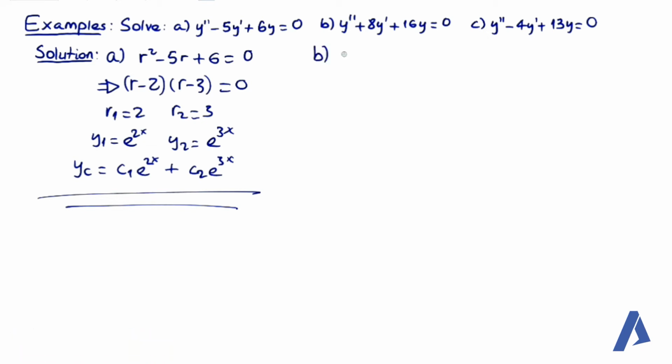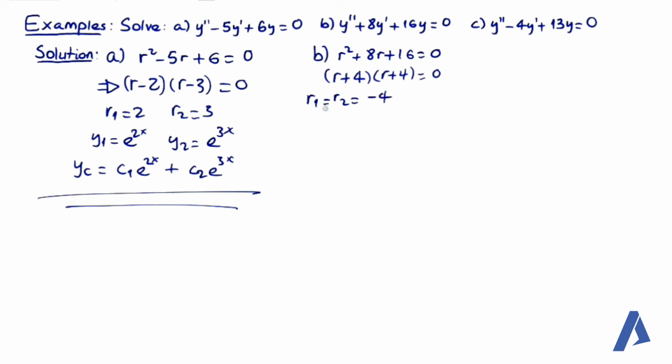ለቢም similarly we find the auxiliary equation which is r square plus 8r plus 16 is equal to 0. ስለዚህ እዚህ ጋር again factorize ስናደርግ it becomes r plus 4 the whole square is equal to 0 ይመጣል ወይም r plus 4 times r plus 4 is equal to 0 ይመጣል. This implies that r1 which is equal to r2 is equal to minus 4.